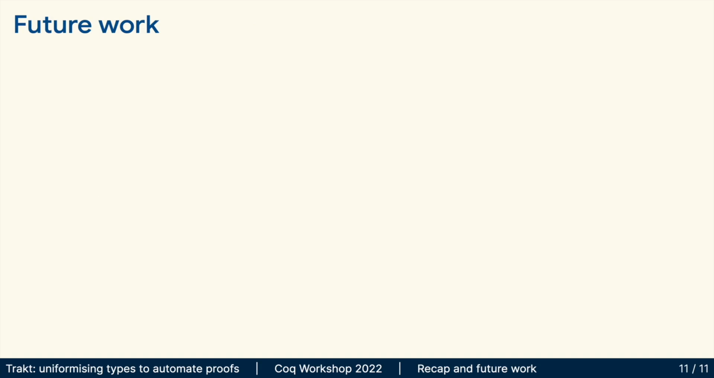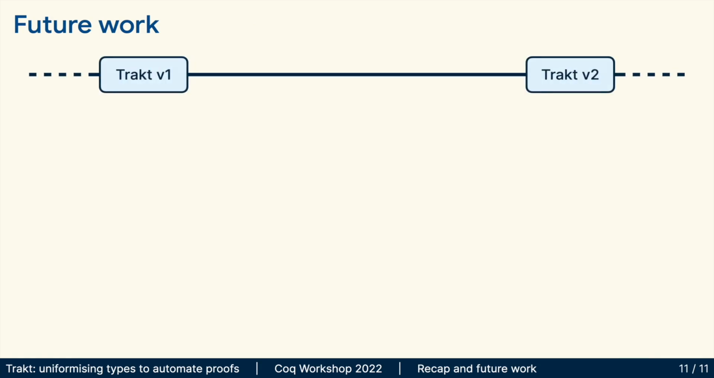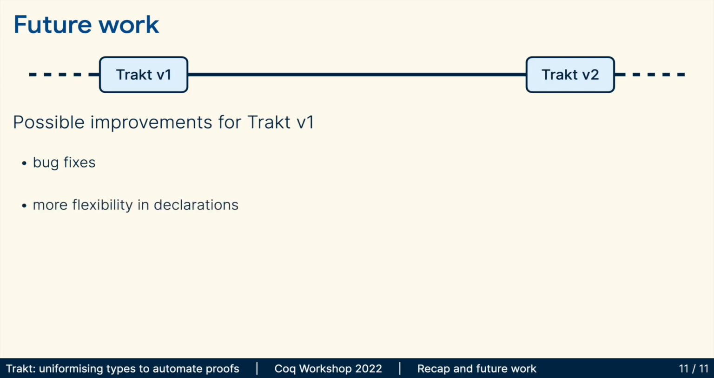For future work, what we can say is that we have two versions of Trakt being developed. We will make some improvements for Trakt v1, such as bug fixes if some users find bugs and report them. We could add some flexibility in declarations, build better error messages, and add compatibility with the relevant user needs. So our big user is SMTCoq, and so they give us feedback regularly, and it allows us to improve the tool.